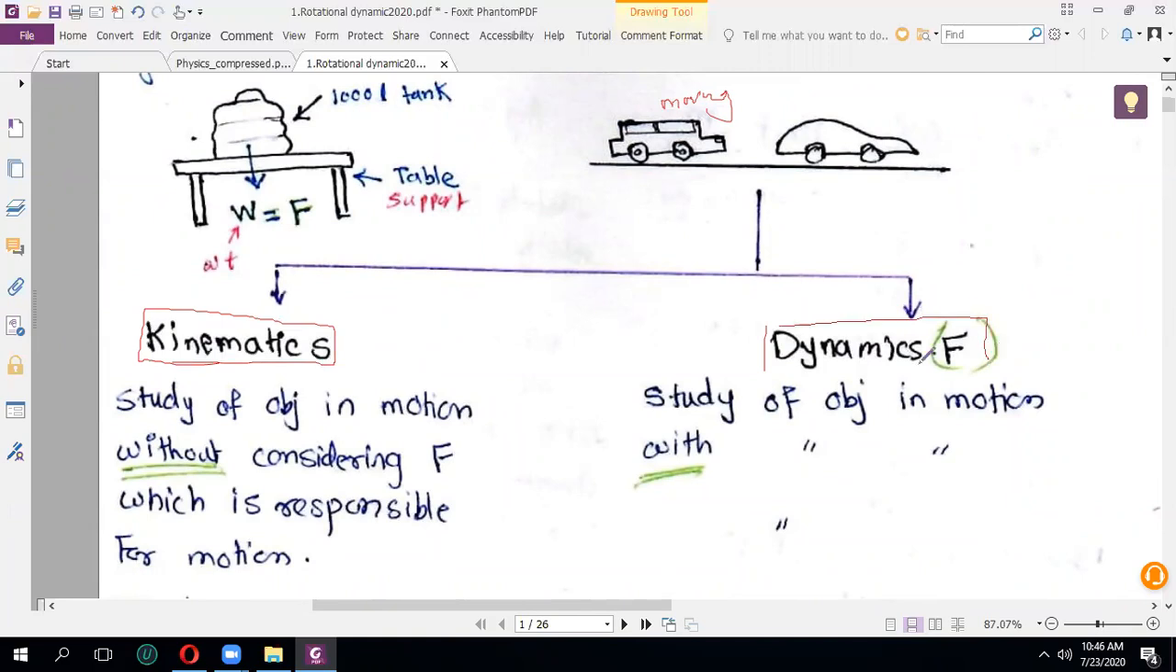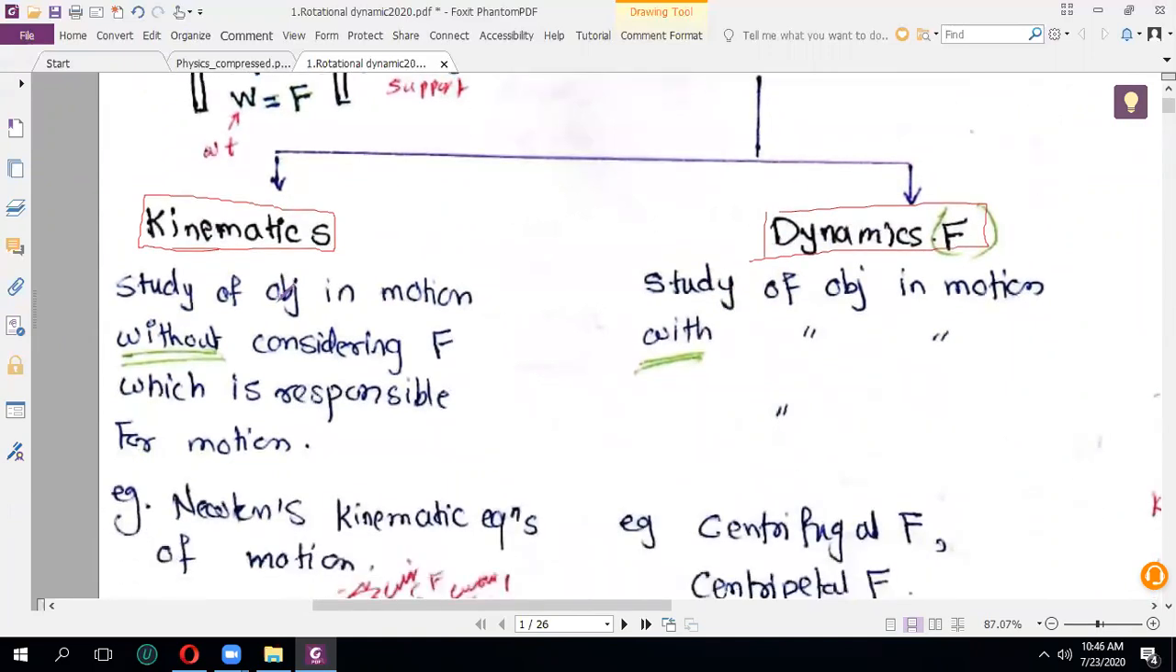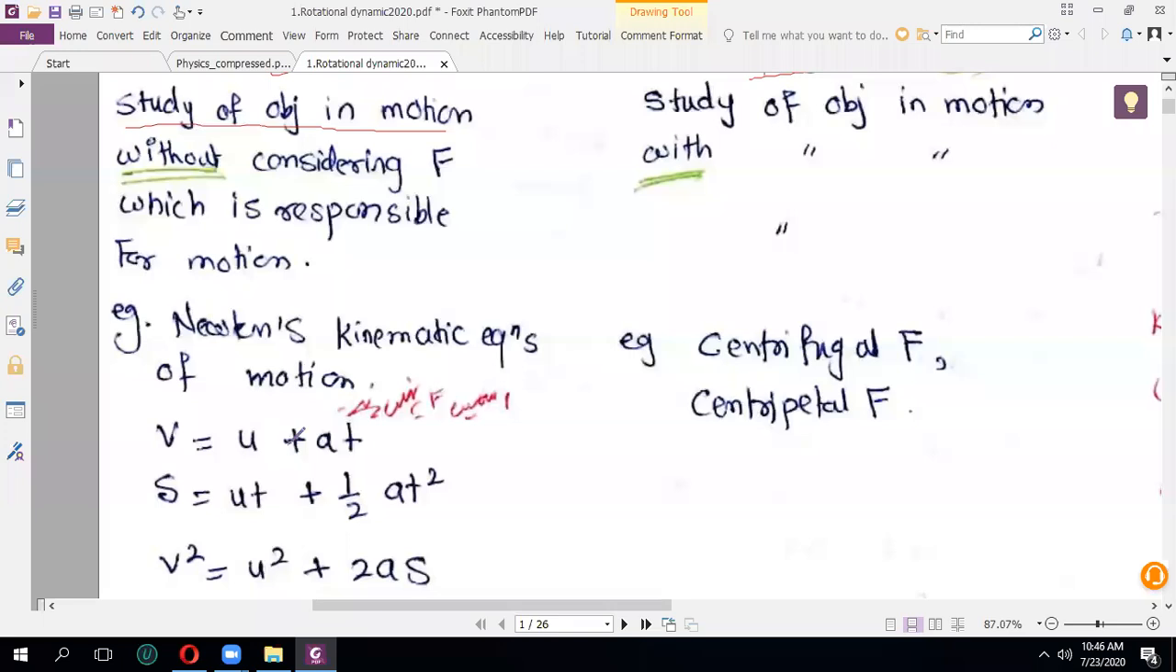One by one we will study them. First, what do you mean by kinematics? The study of objects in motion. When we are studying only the motion of the object, it is called kinematics. Understood? For example, Newton's kinematic equations. With these equations, we can find the velocity, the acceleration, and the time. Understood?